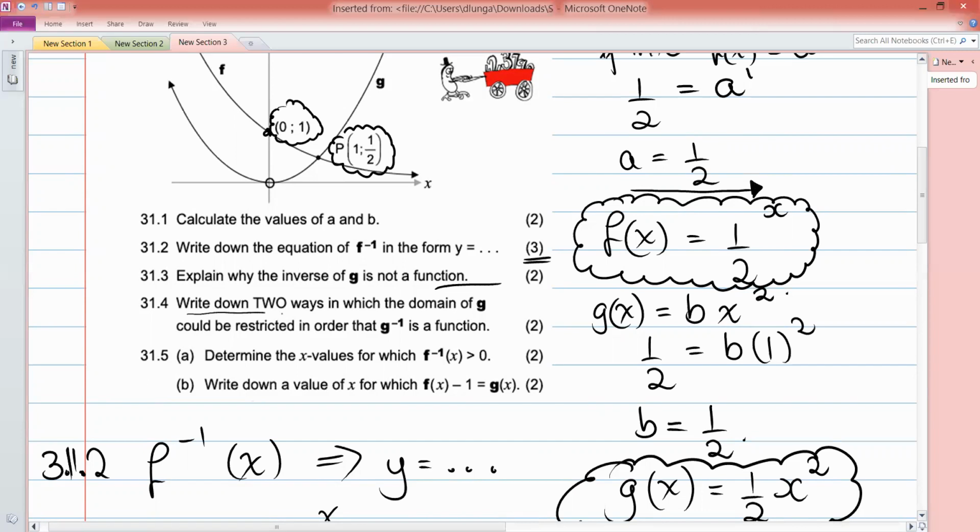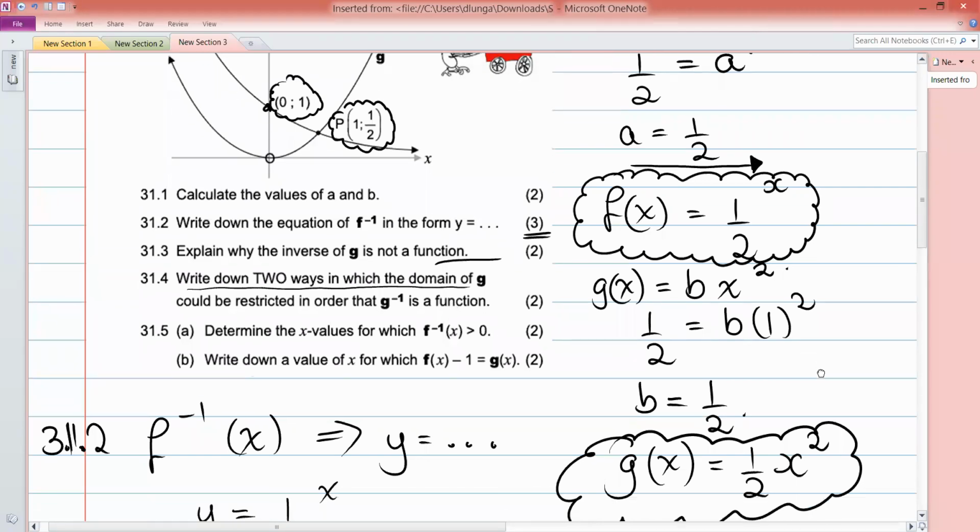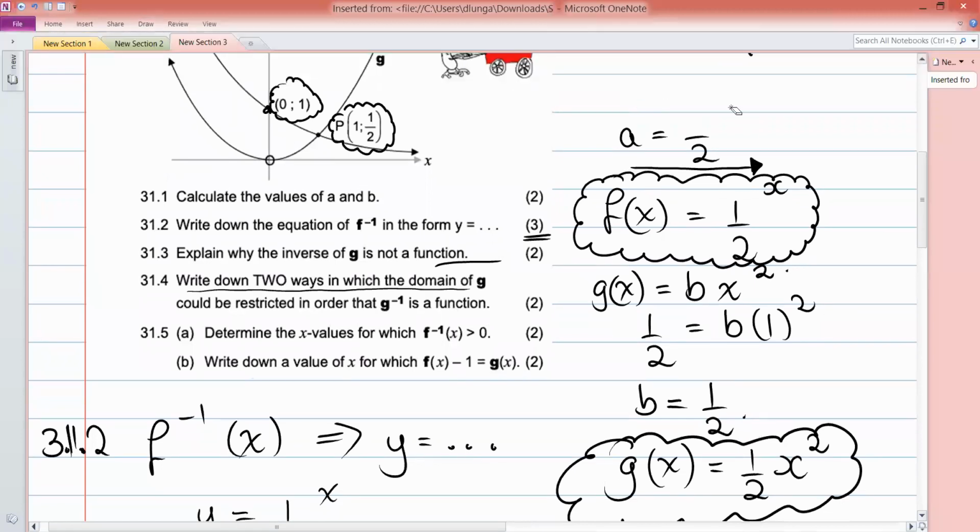And we've also done this. Write down 2 ways in which the domain of g could be restricted in order to make g inverse a function. We've done that as well, okay? Determine the values of x for which f inverse x is greater than 0. Okay, so let me just get rid of this extra writing.